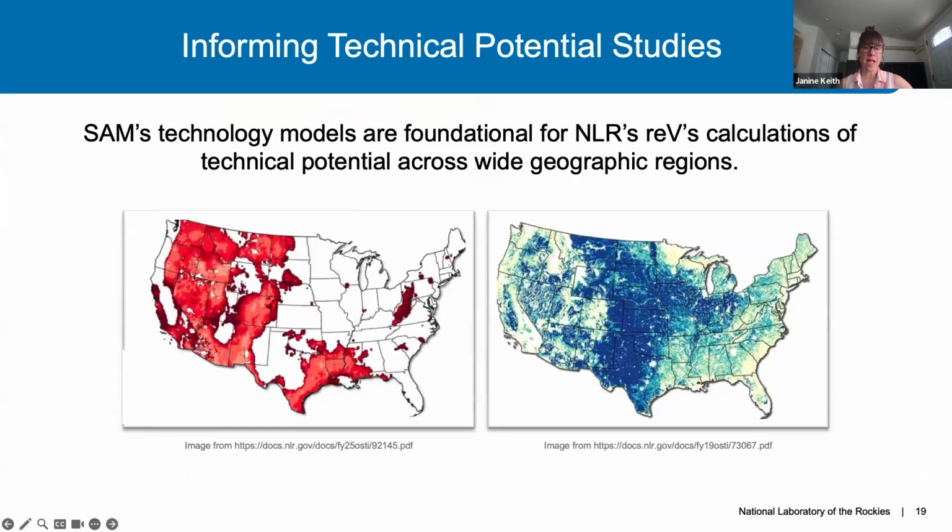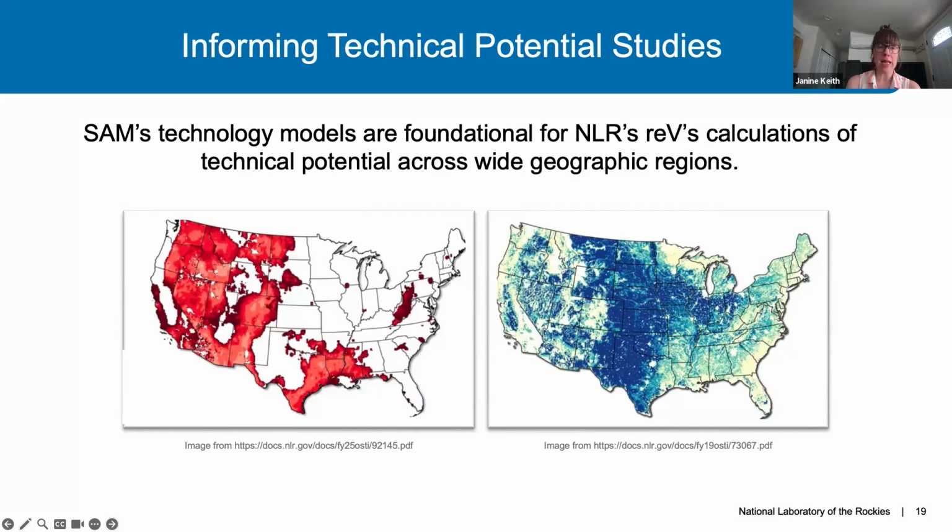As a bit of a different kind of application of SAM, I pulled out an example of one of those foundational models, as I mentioned. So NLR has a tool called the Renewable Energy Potential Model, REV, and the calculations of technical potential across wide geographic regions are sort of the specialty of this tool. I've pulled out a few different images here from different studies, which I have linked. But what these are both doing is basically showing what is the potential generation for different types of systems across, in this case, the continental United States.